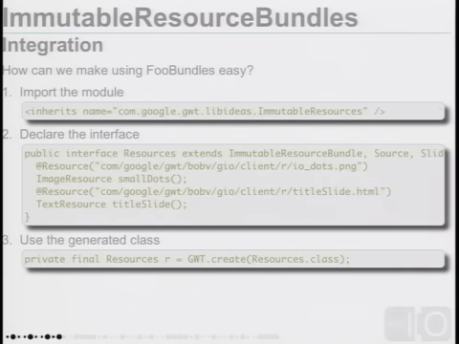And then in order to access the resources from your application, you just call gwt.create and all the magic happens. You as the developer, as the consumer of these resource bundles, you don't care where the resources come from or how they got there. You just accept, hey, I have an implementation of my resources class, and I can get the resources out of it.